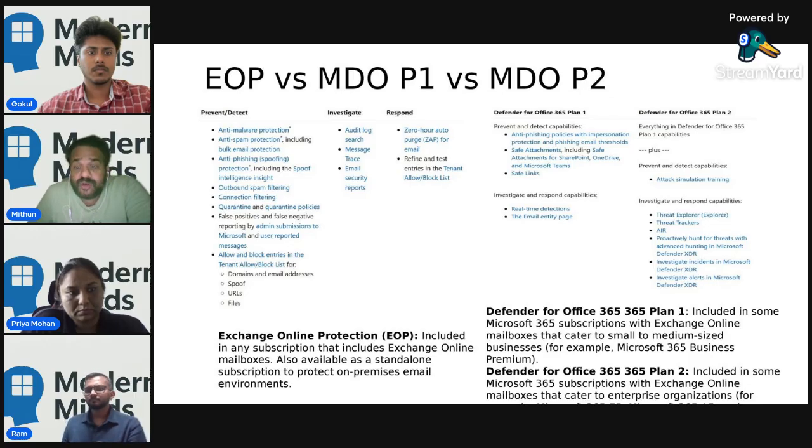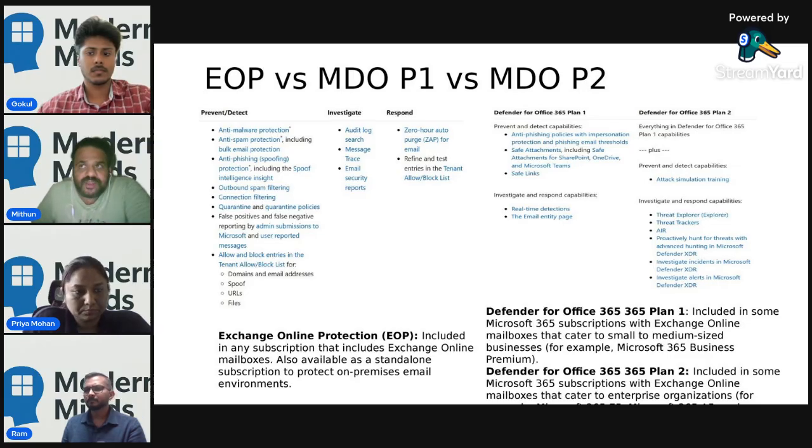And more importantly, when it comes to investigate and respond capabilities, it has the big one, Threat Explorer, with the help of which you can do a lot of investigation and a lot of remediation. You could hard delete an email, you could hard delete a calendar item if it is malicious, you could do a number of actions. And also using Threat Explorer, you can do a submission, and you could move email to different folders. And on top of it, we have AIR, which is nothing but automated investigation and response.